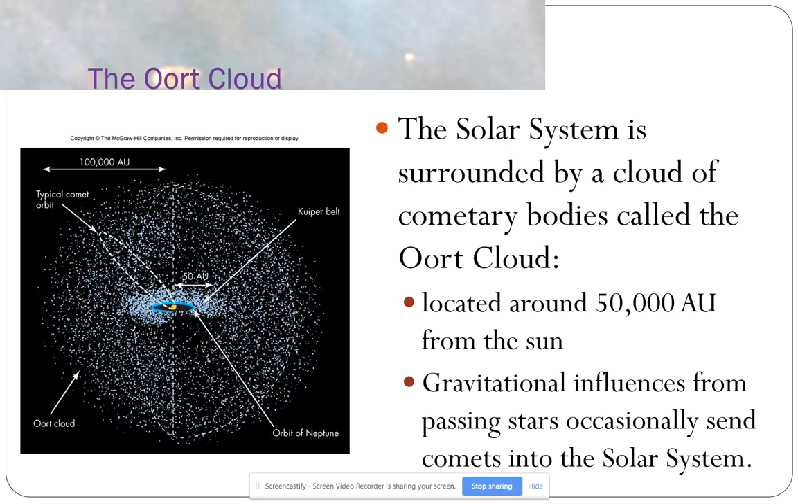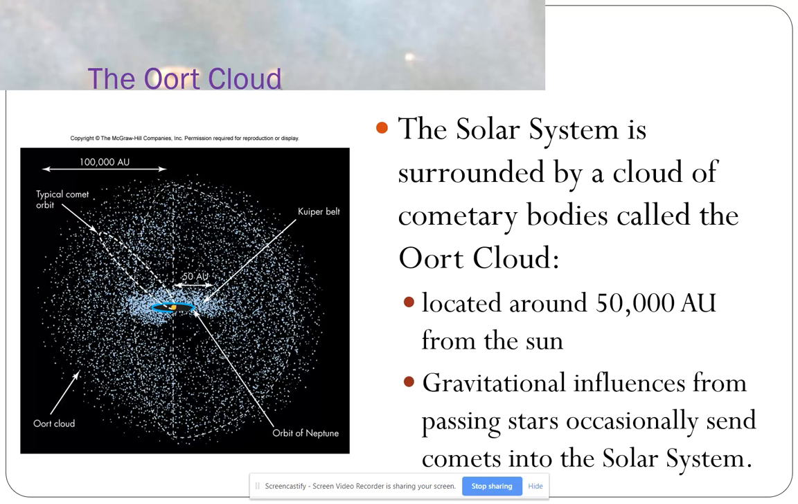And when I started teaching astronomy, nobody knew of any Oort cloud object. It was only a theory. Now there are a lot of known Oort cloud objects. Notice it says located around 50,000 astronomical units from the sun. What does that mean? It's 50,000 times farther away than the Earth is from the sun. So it's way out there.